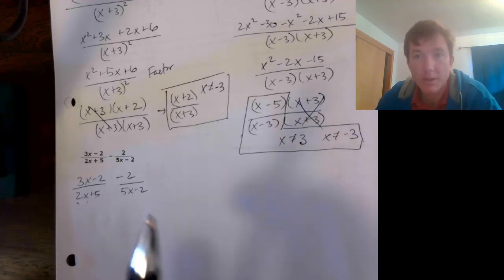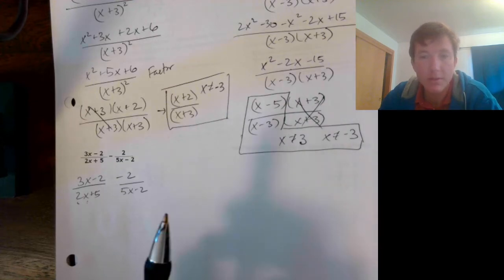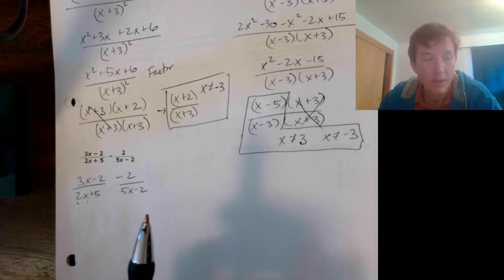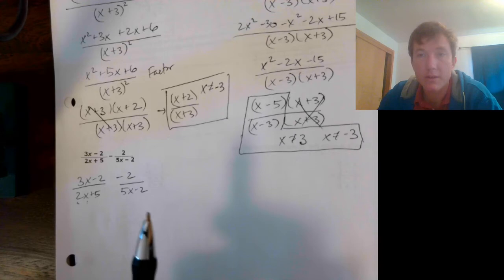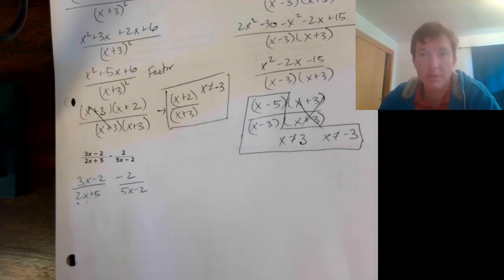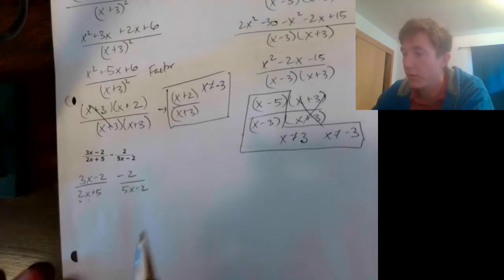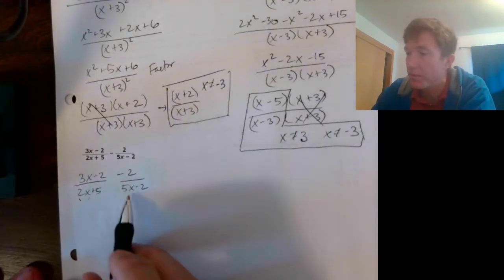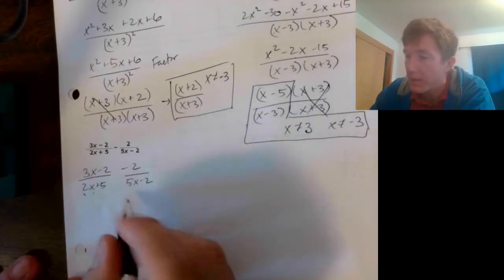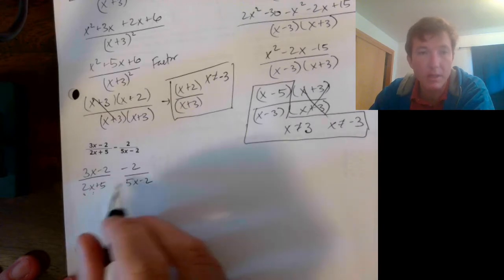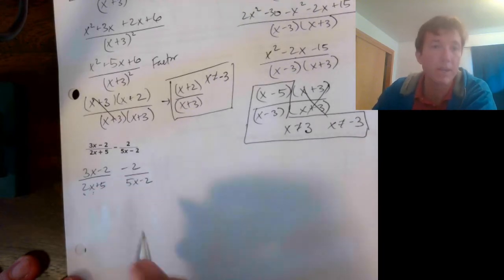Just be careful when you're doing this. If you use it too often, you'll end up with multiple factors, and it'll be really hard to factor the end result. If you try it, you might see. Okay, so what I'm going to do is multiply the left side by 5x minus 2, and I'll multiply the right side by 2x plus 5.